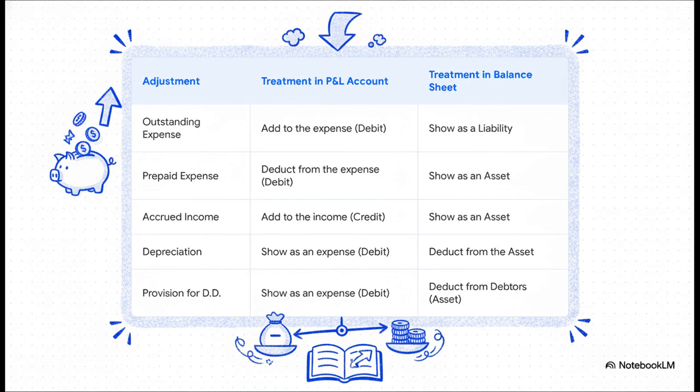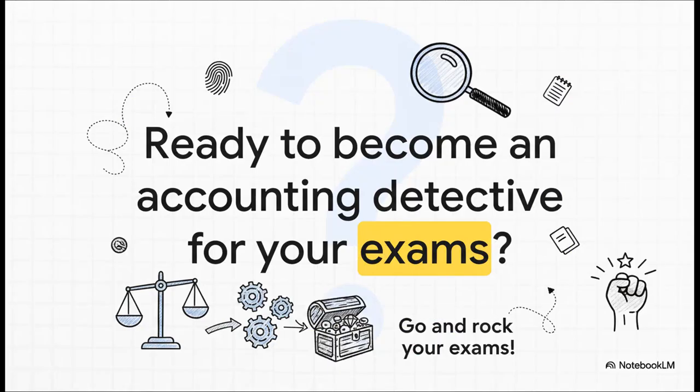It tells you exactly what to do for each one, the effect on the P&L account and the effect on the balance sheet. See the pattern? Expenses get debited in the P&L, and the other effect hits either assets or liabilities. This table is your best friend for last-minute revision. Study it well, okay?